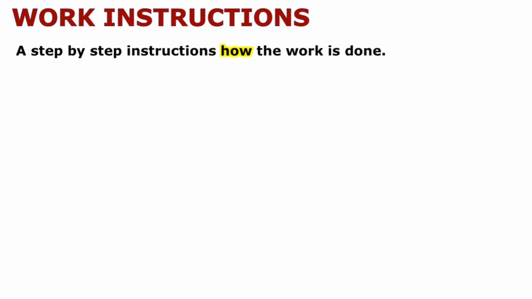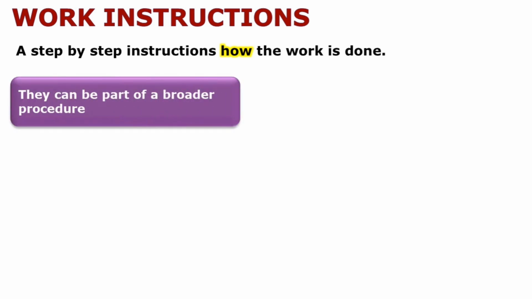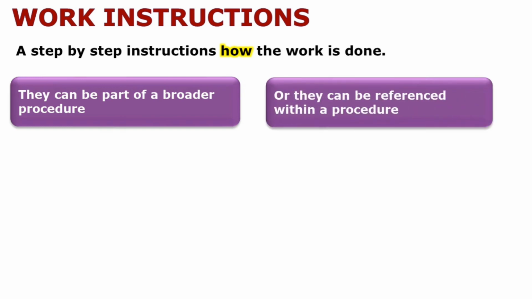Welcome to our discussion on work instructions. Think of these as step-by-step guides that tell you exactly how to do a specific task within your quality management system. Work instructions are simple, detailed instructions that explain how to perform a particular job. Work instructions can be part of a bigger procedure, providing detailed guidance for specific parts of a process, or they can be referred to within a procedure when you need more specific information.